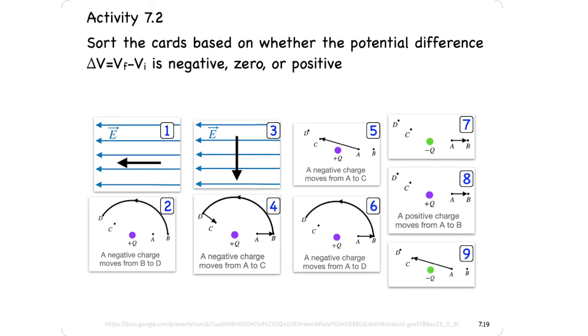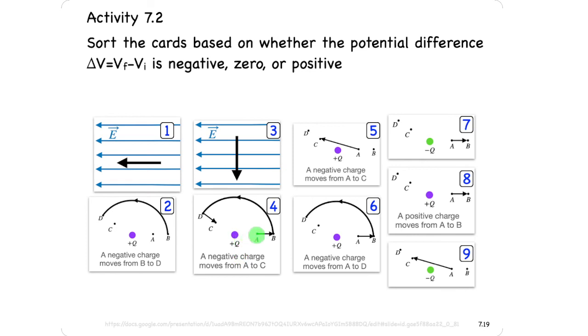Okay, so let's check in. What do you think for number 1? Anyone shout out negative, 0, positive? You just shout it out. Negative. Yeah, 1 is negative. How about 2? 2 is 0. 3? 3 is 0. 4? I heard 0 and negative.